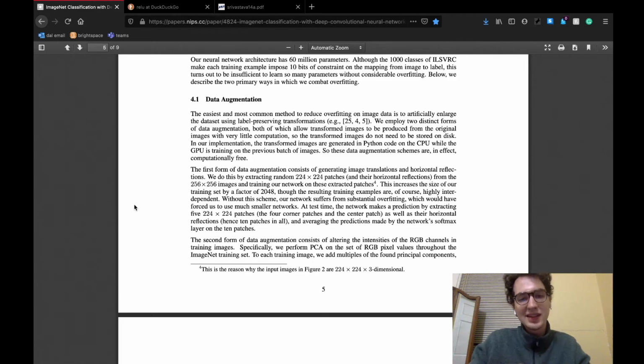So one technique they used was taking multiple patches from each image in the dataset and then training the network using those patches. So this gives the network more data to train, which will ultimately reduce overfitting, as it contributes a lot more data to the actual training of the model.